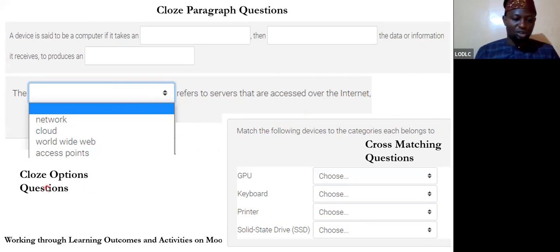Then we have cross-matching questions. Cross-matching question in the sense that you are expected to match the relevant items together. So here we have GPU. The student is expected to click on this arrow and choose the correct matching item. So that is what we mean by cross-matching questions.